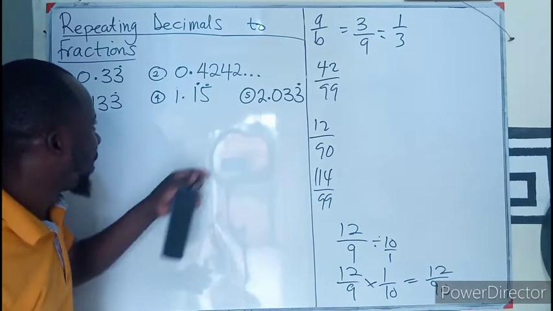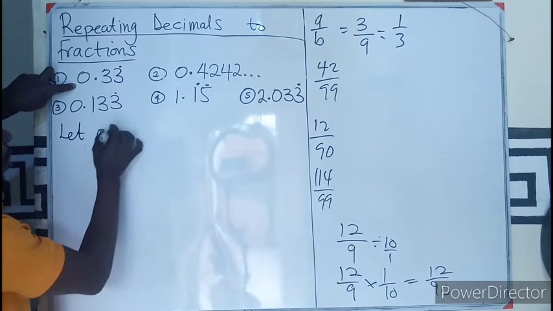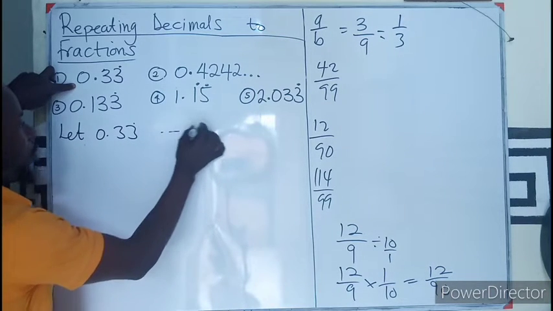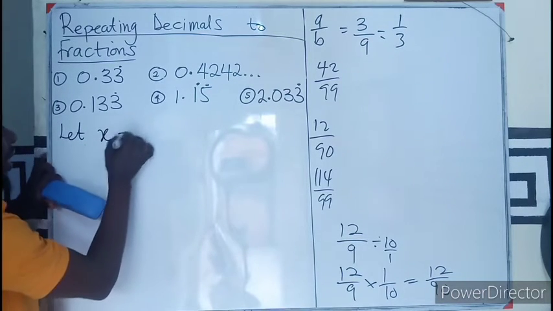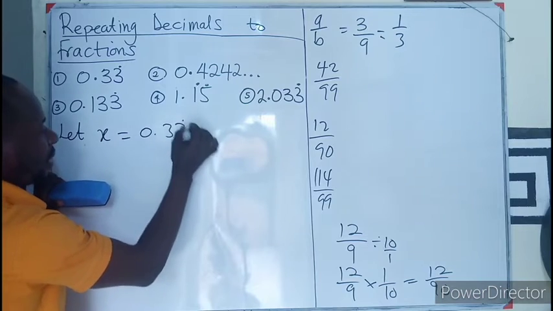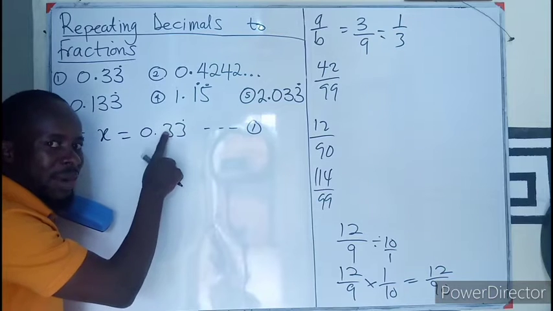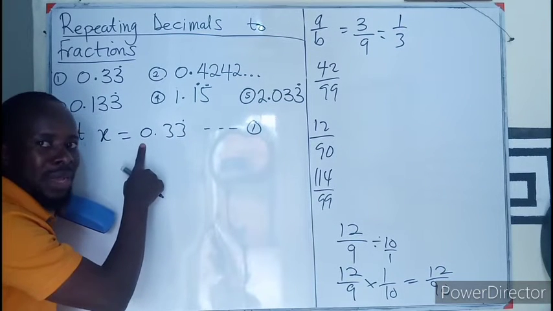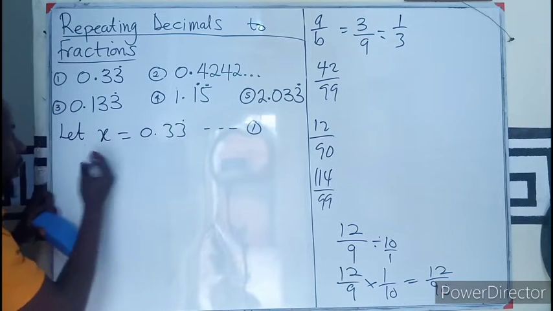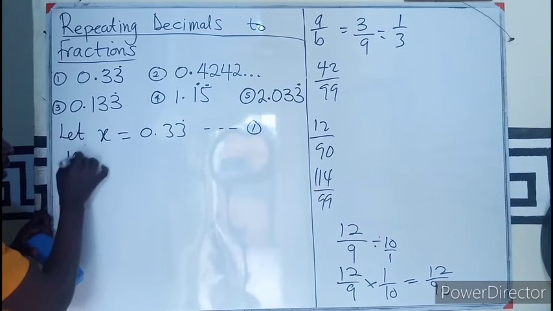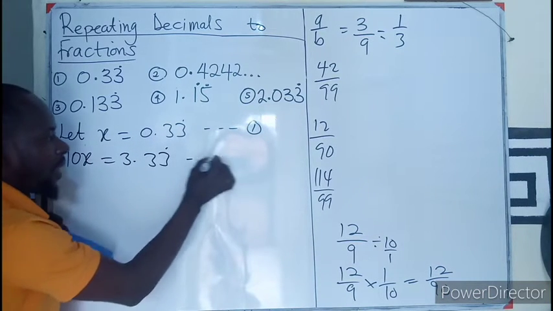The third method could also be that we let 0.33 recurring be our first equation. Let x equal 0.33 recurring. That is your first equation. We always want the recurring number to be part of the whole number, so the only way you can move it is to multiply by 10. So multiply through by 10, meaning I have 10x, 10 times that gives me 3.33 recurring.